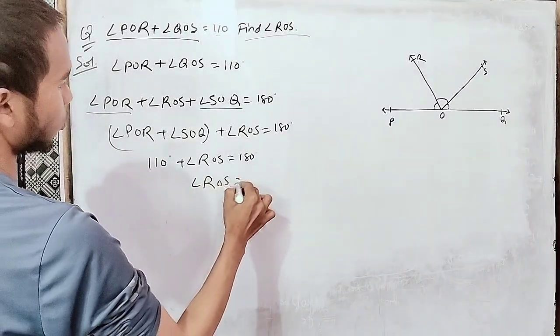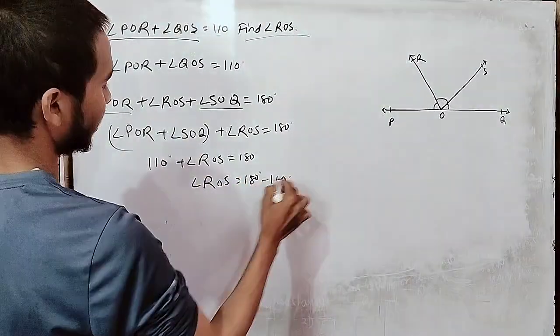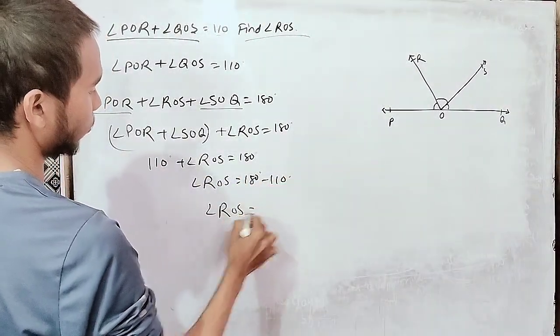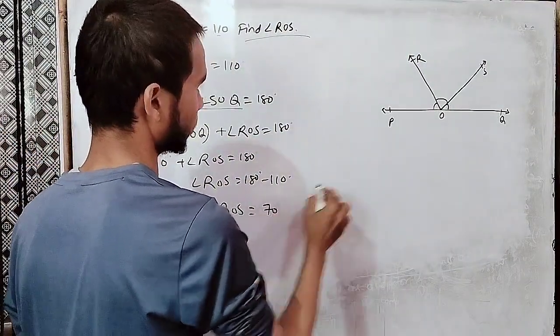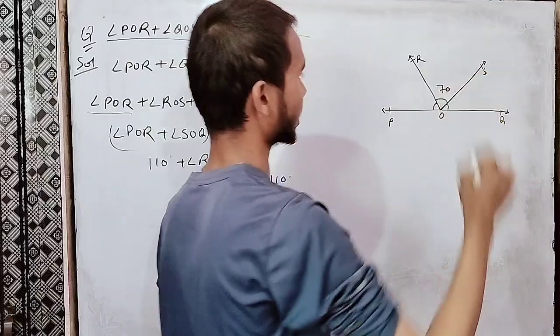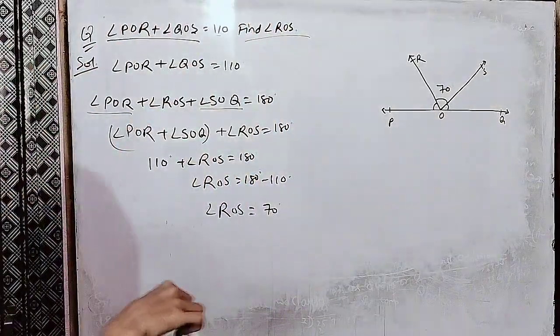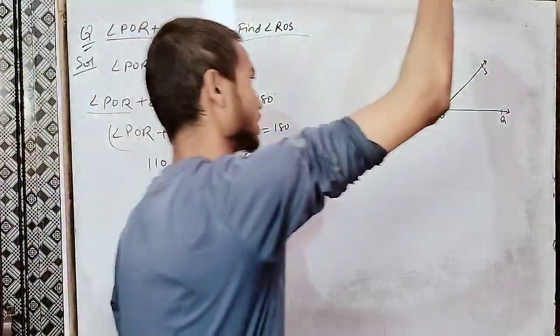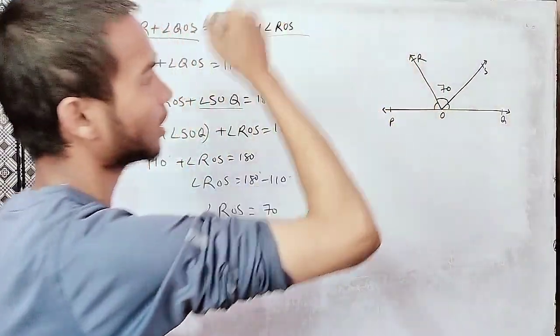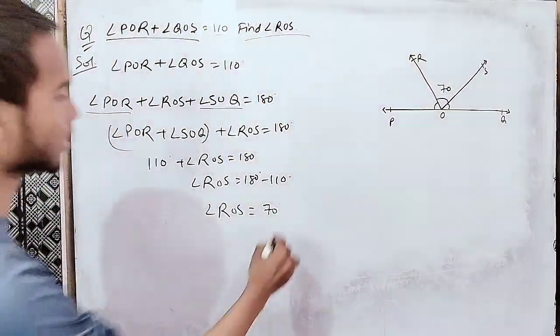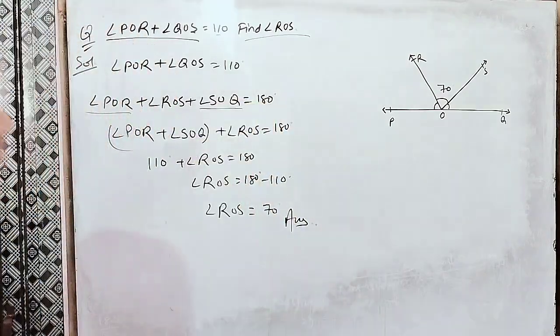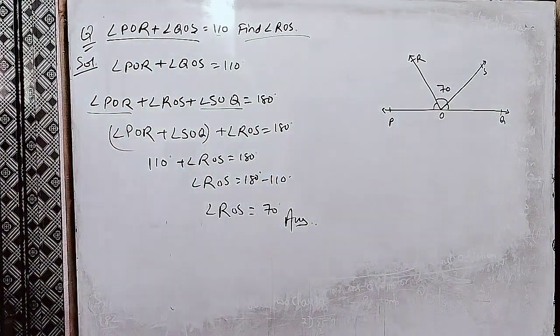Angle ROS is 180 minus 110. Then the value of this angle is how much? 70 degree. So we can say the value of this angle is 70 degree, and the question was saying what? Find out the value of this angle, and we did find it. This is the answer. That's it. This is what the question was saying, to find out the value of angle ROS.